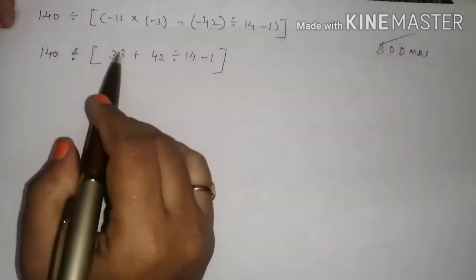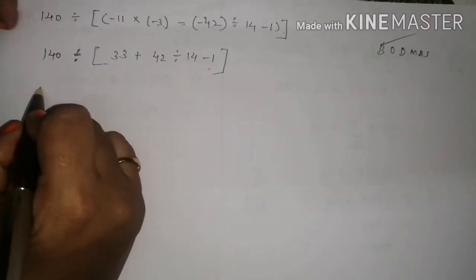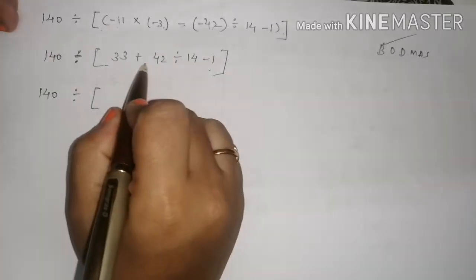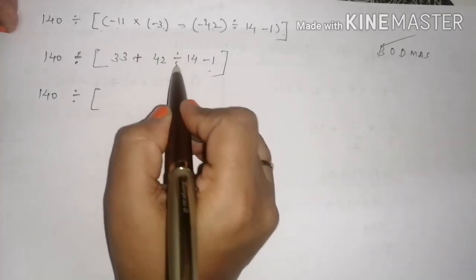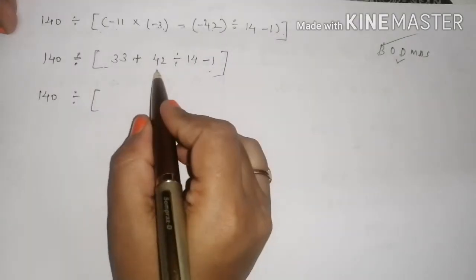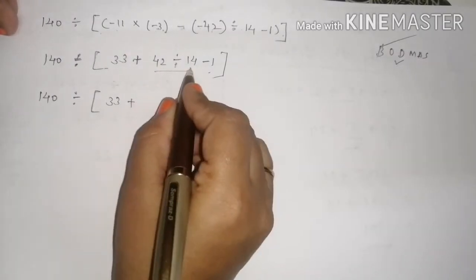Close the bracket. Again it is in bracket, so first we have to solve the bracket only. So 140 divide as it is. Now inside the bracket it is plus, divide and minus. So what is the first? First you have to solve division. So we'll divide first. So 33 plus 42 divided by 14.